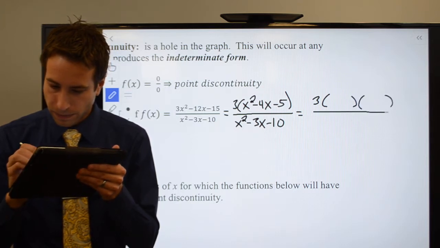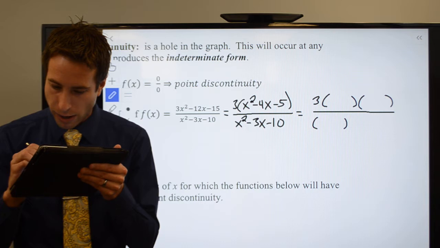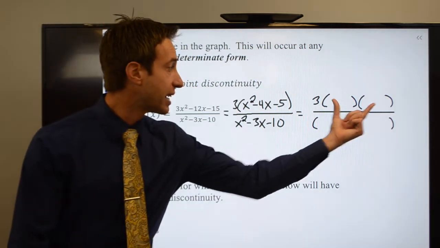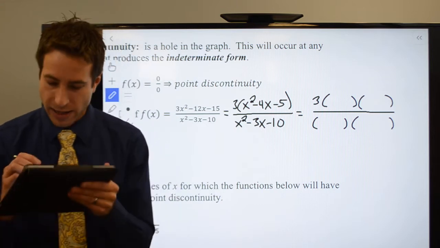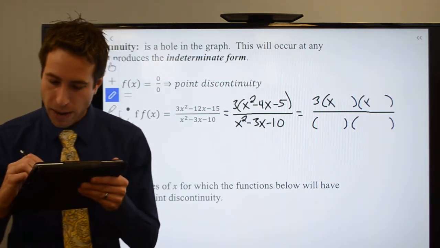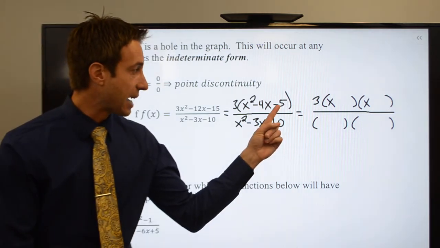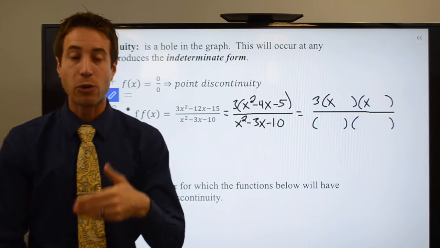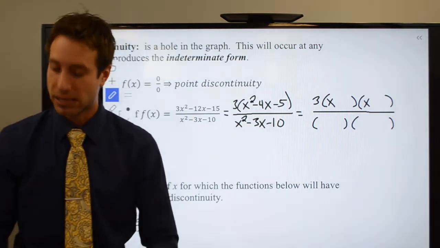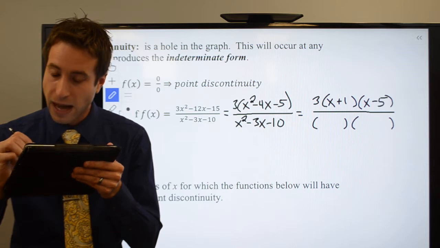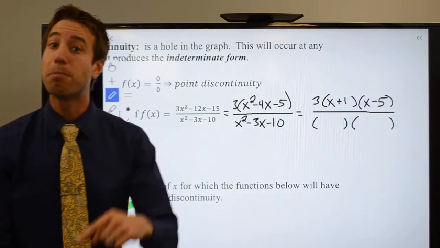Top and the bottom. All right, the easy bit. I need two things that multiply to an x squared. That, of course, would be an x and an x. I then need two numbers that multiply to -5, sum to -4. Well, that would be a -5 and a +1. So x + 1, x - 5. Okay, in the bottom.